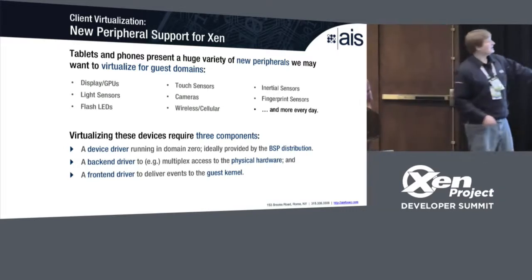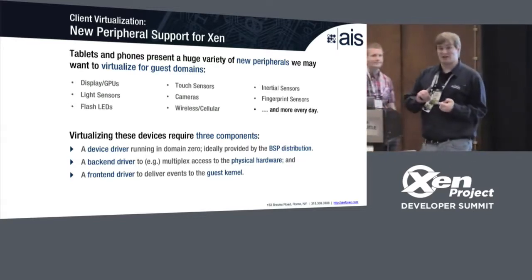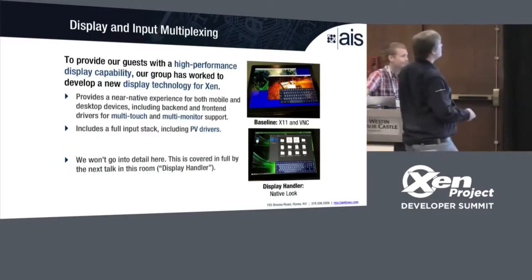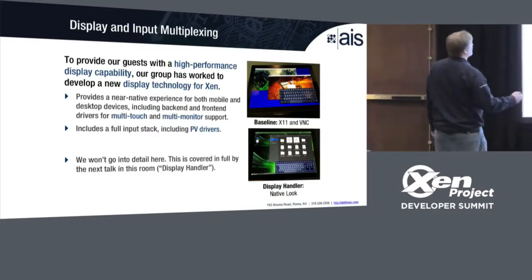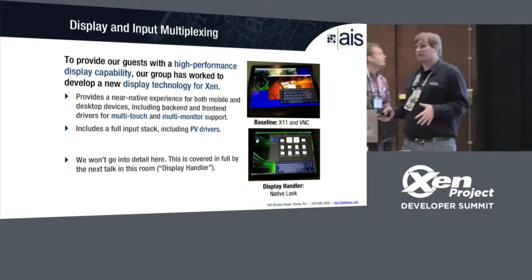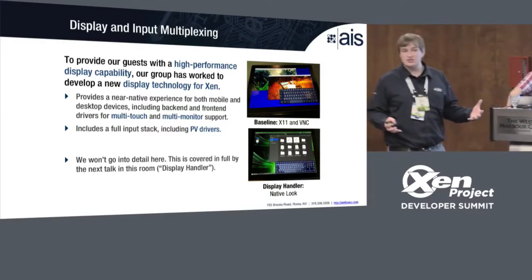Every one of these needs 3 components to work. It needs to be supported by your DOM0 distribution. It needs a Xen backend and a Xen frontend. So to provide our guest with a high-performance display capability, we wrote a whole new display server for Xen that is designed for client virtualization use cases.